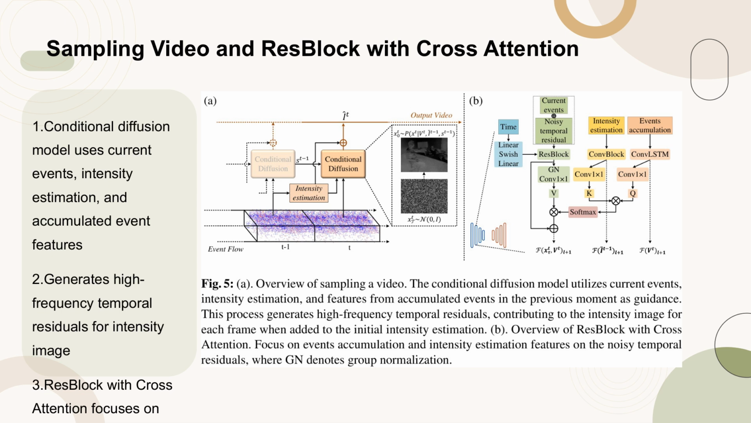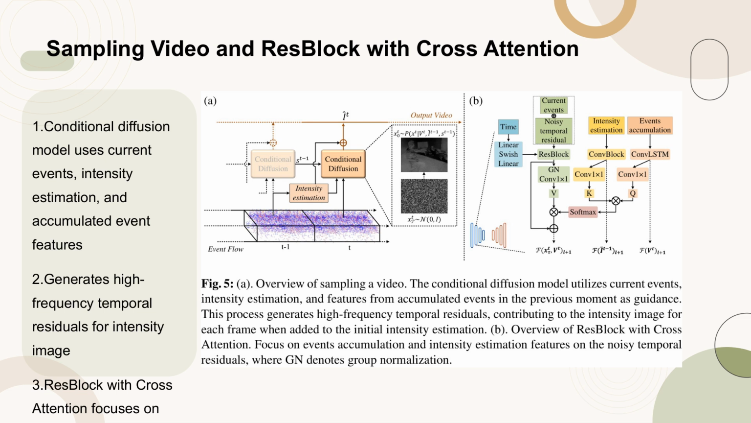Figure 5 provides an overview of two key components in the temporal residual diffusion framework. Part A illustrates the process of sampling a video, where the conditional diffusion model integrates current events, intensity estimation, and features from accumulated events in the previous moment to guide the generation of high-frequency temporal residuals. These residuals are crucial for enhancing the intensity image of each frame.